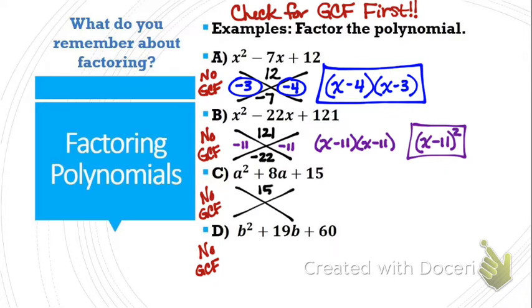Two numbers that multiply to 15 but add to 8. 5 and 3. So what are my two factors? X plus 5. No, it's A. A, thank you. On a test, does that matter?